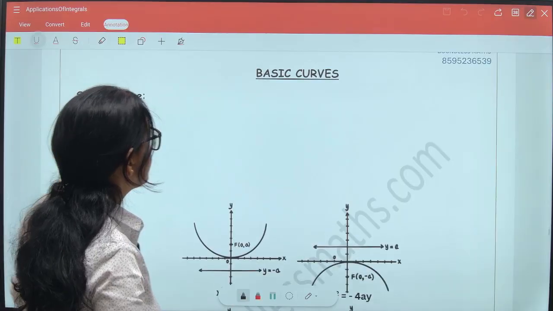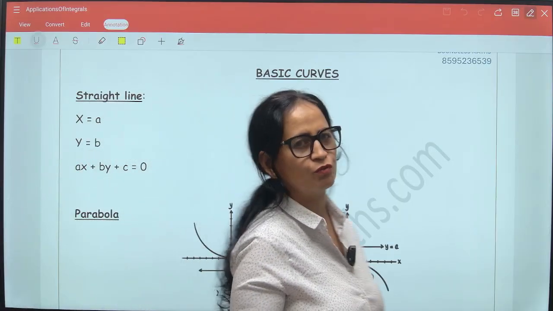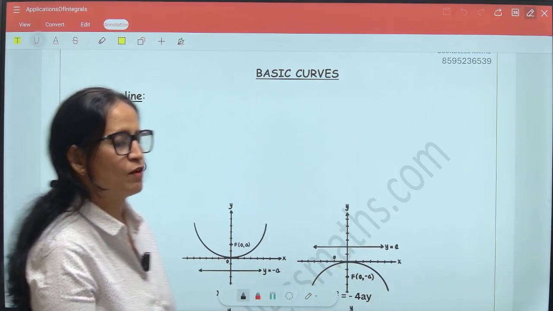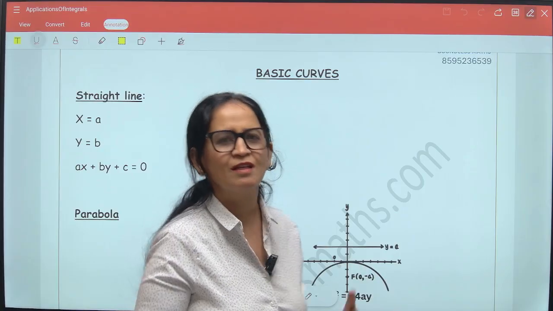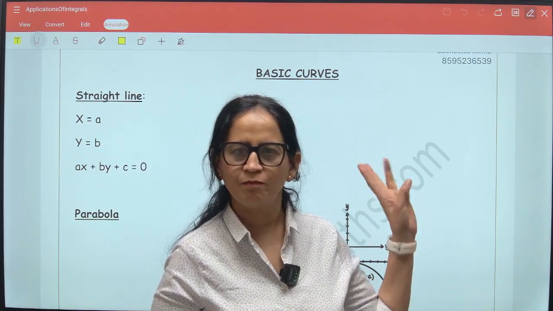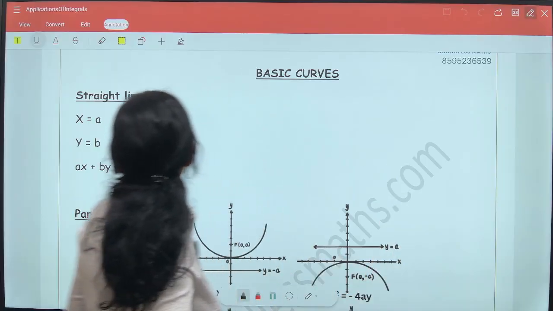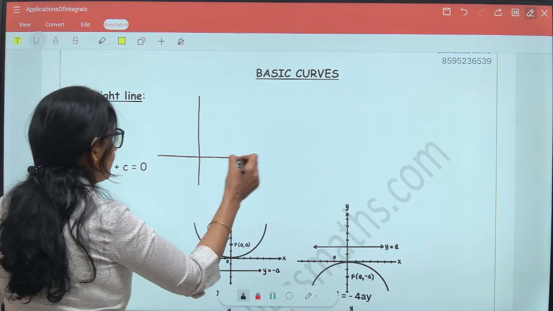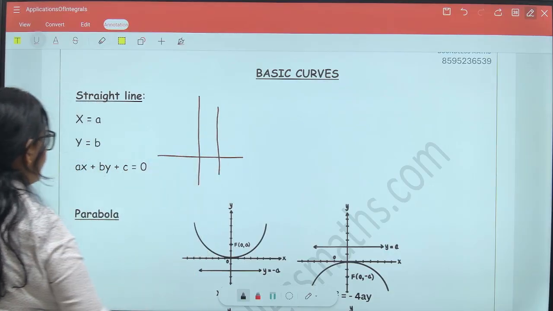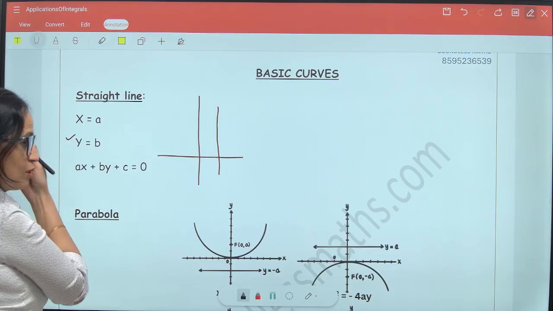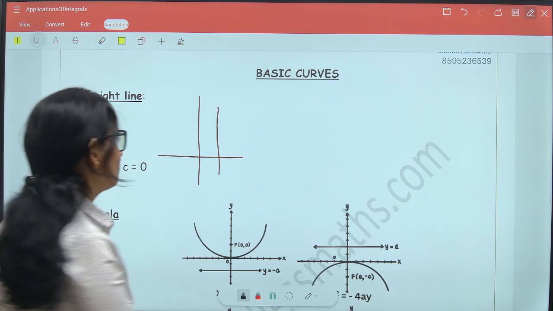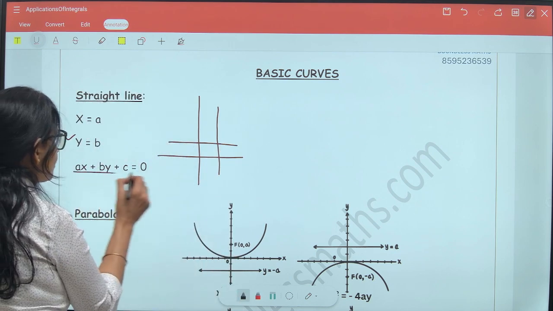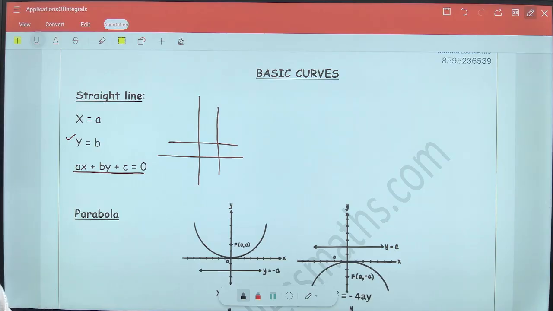Now before we get into integration and using integration to find the area under the curve, let's do a quick recap of the kind of curves we have already done in grade 11, that is straight lines, circles, parabola. So x is equal to a is the generic equation of a straight line that would be parallel to the y-axis. y is equal to b is the generic equation for any straight line that is parallel to the x-axis. And ax plus by plus c is equal to 0 is a generic straight line equation.